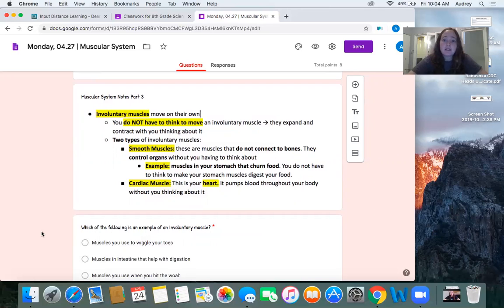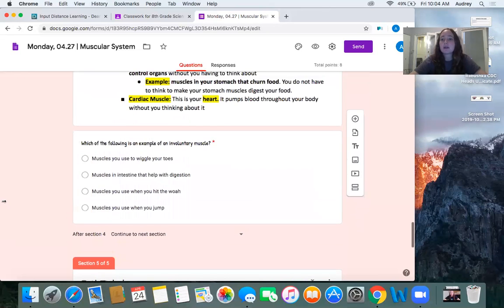Cardiac muscles, this is your heart. It pumps blood throughout your body without you thinking about it. So involuntary muscles move all on their own. You don't have to think about it. You're going to answer the question and then do your exit ticket, and we are good to go.